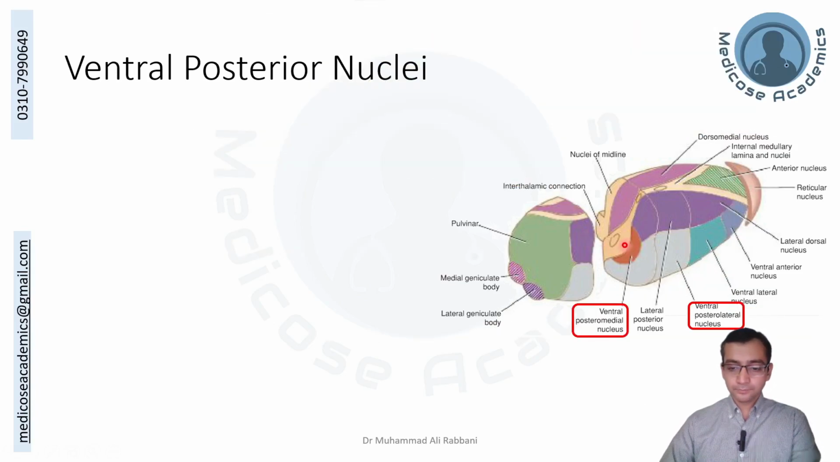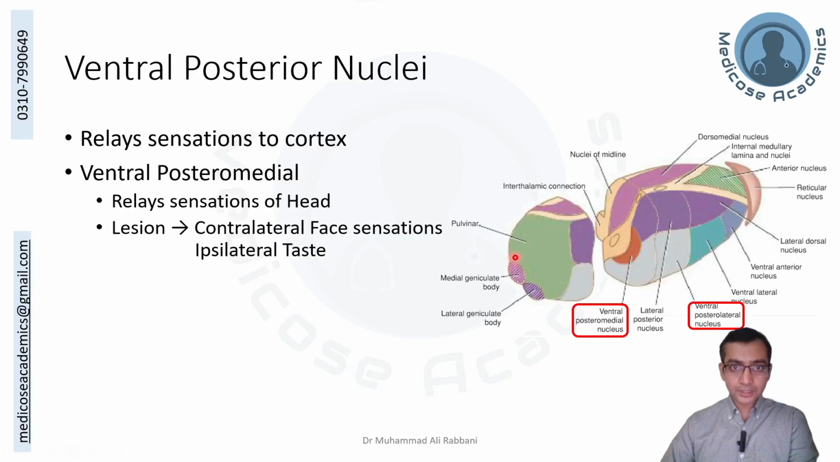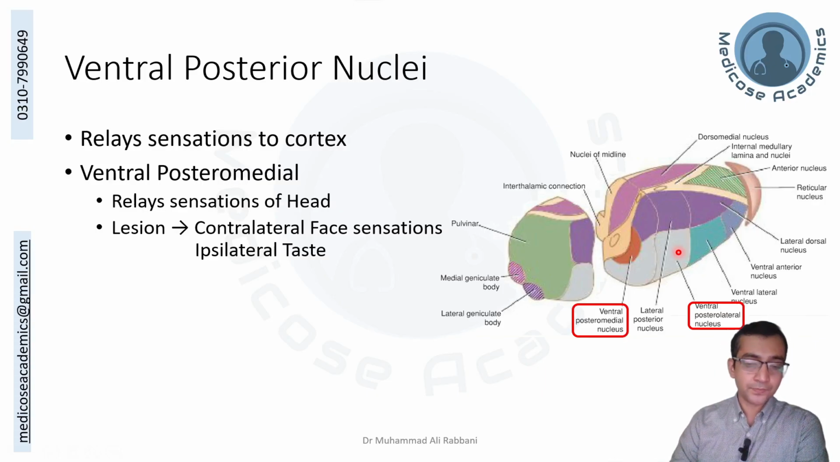Ventroposterior nucleus. These are sensory relay nuclei. The ventroposterolateral nucleus relays sensations of the head majorly through the trigeminal and solitary or taste pathways, and its lesion leads to loss of contralateral sensations of the face.